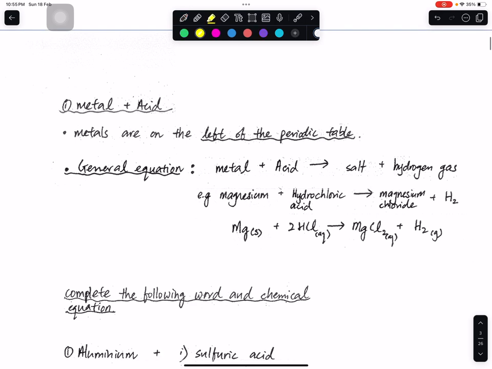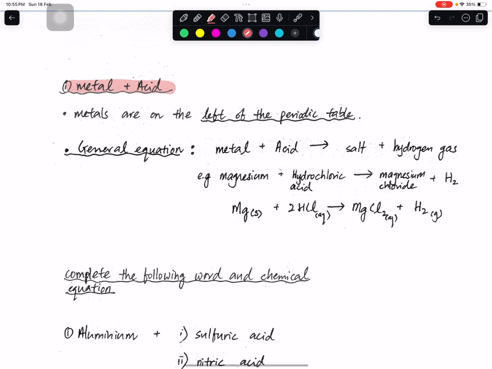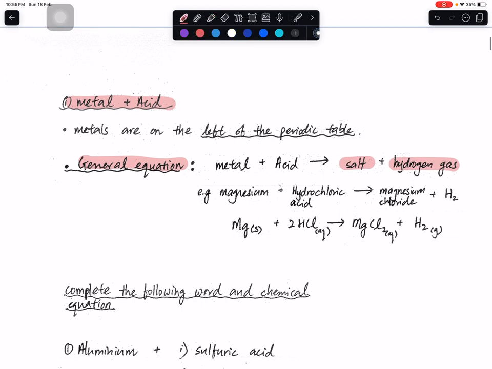So moving on to the first part, we have a metal plus acid. So this is the first equation. So in the general equation, what does metal plus acid give you? It will give you a salt plus hydrogen gas. Okay, so at this point in time, I'm not sure if you guys still remember how to test for your hydrogen gas. To test for your hydrogen gas, you will always use a lighted splint. Okay, and the lighted splint will extinguish, okay, with a pop sound. Okay, and that's how we test for hydrogen gas.